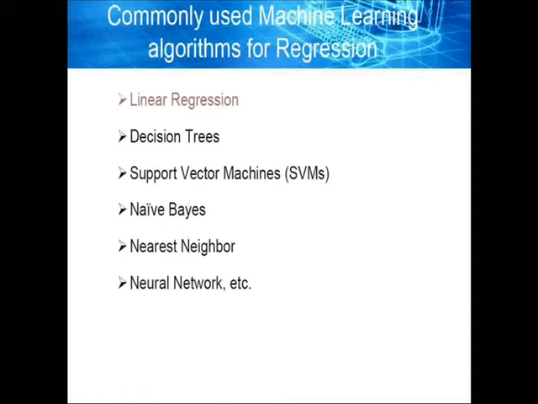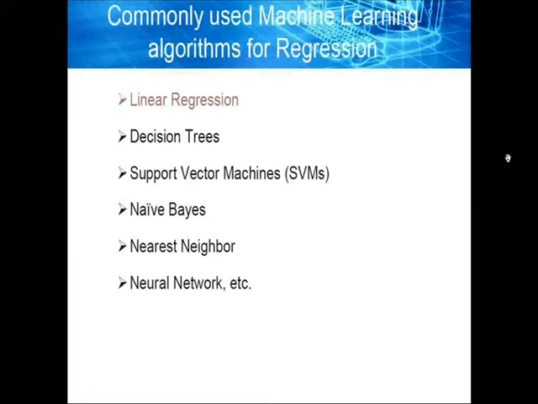Some algorithms which are commonly used for regression models in supervised machine learning. The first and most useful model is the linear regression model, then decision tree. Sometimes we can use support vector machine and naive Bayes algorithm. Also various nearest neighbor algorithms are there, and we can also use neural networks to perform regression. Here today we are going to implement the linear regression model.